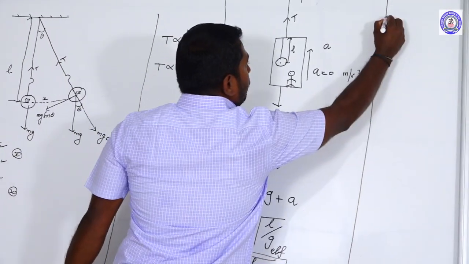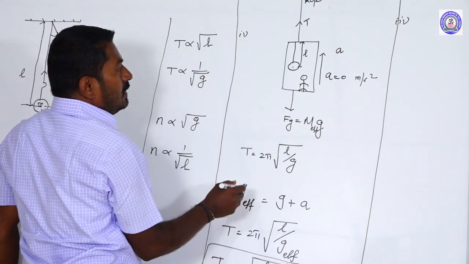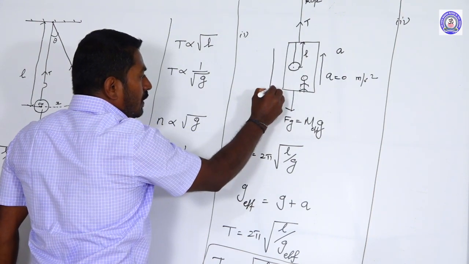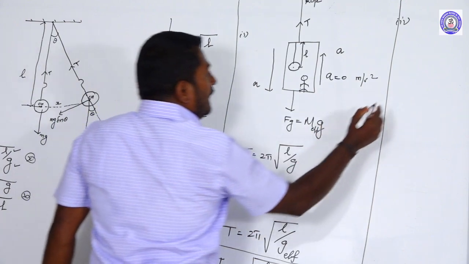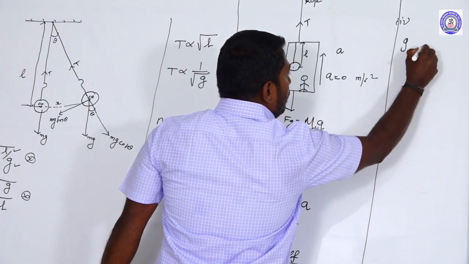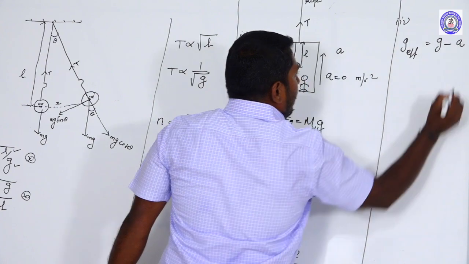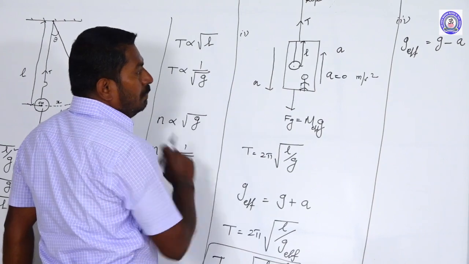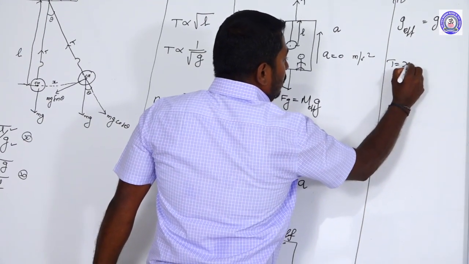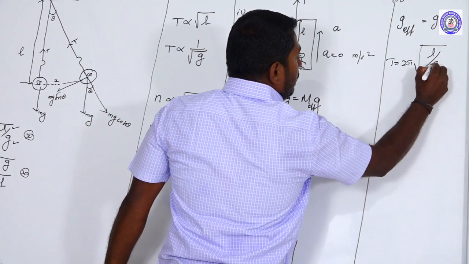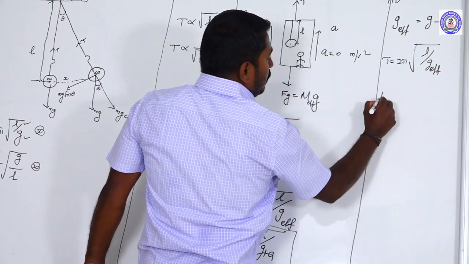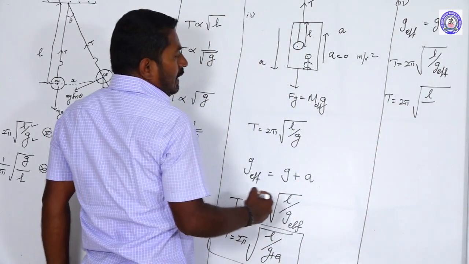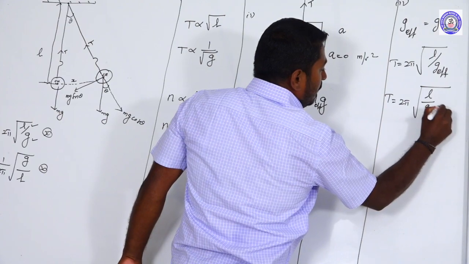In the second case, the lift accelerates with a constant acceleration vertically downward. Now the effective acceleration g effective is equal to g minus a. In this case, the time taken by the bob to complete one oscillation in the simple pendulum experiment is T equal to 2 pi square root of L divided by effective acceleration. So T is equal to 2 pi square root of L divided by (g minus a).